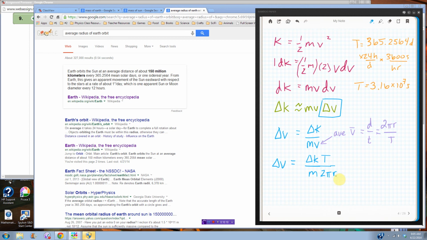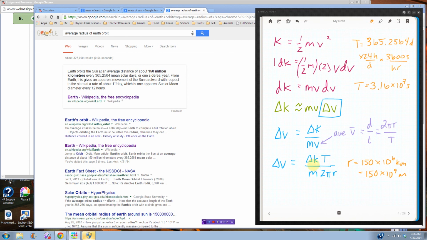Keep in mind for r, in the problem itself, they gave us the radius at aphelion and perihelion. We're going to use the average radius, which is right here, 150 million kilometers. So r equals 150 million kilometers, that would be 150 times 10 to the 9th meters. I know that that's not in proper scientific notation, but that's how it was written. We're just going to put it in the calculator like that, it'll be fine.